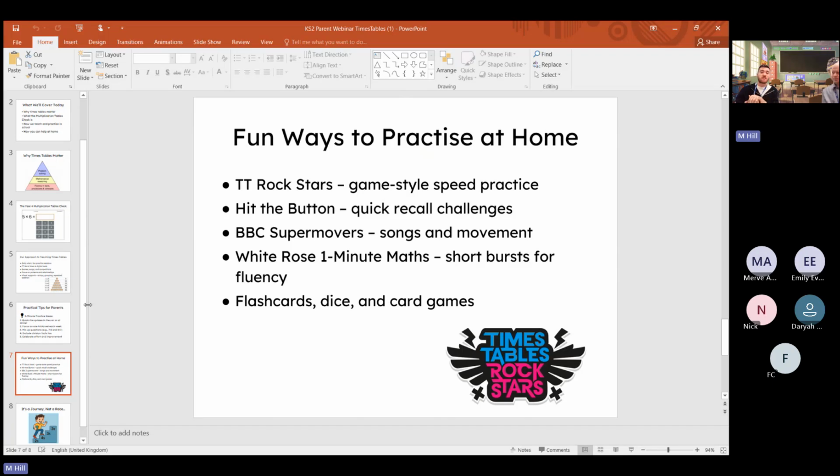We really want the children to work on their speed and have that instant recall, but in a way that they feel confident with.